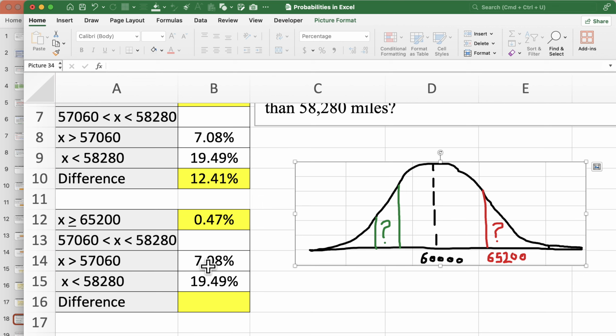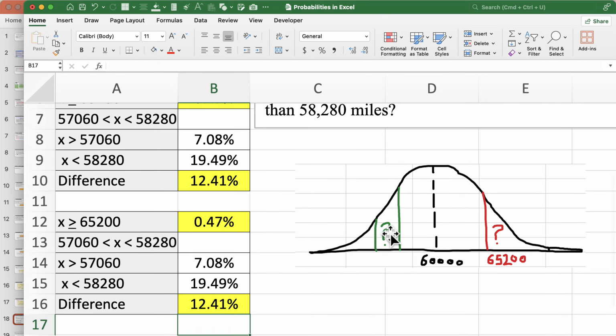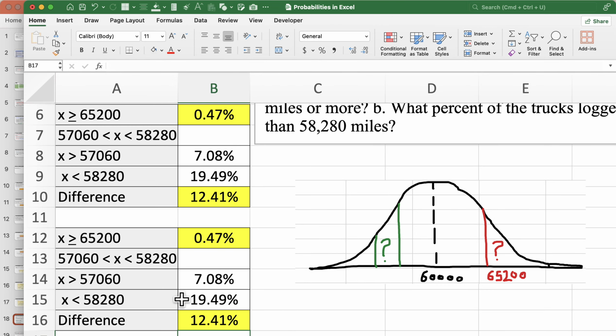Now we have this area, that's 7.08, which represents this area, and we have this total area. If we subtract 7.08 from 19.49, that will give this area that's between these two green lines. So that will be 19.49 minus 7.08. It shows that this area between these two green lines is 12.41%, which means this is the number of trucks that logged more than 57,060 miles but less than 58,280 miles.